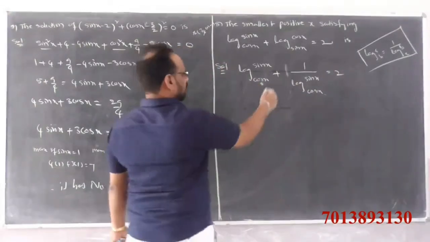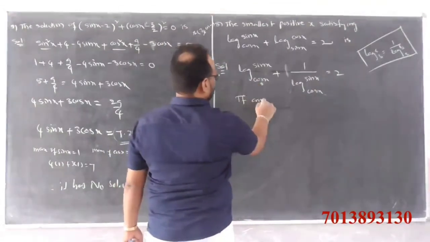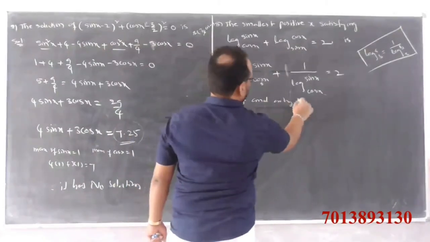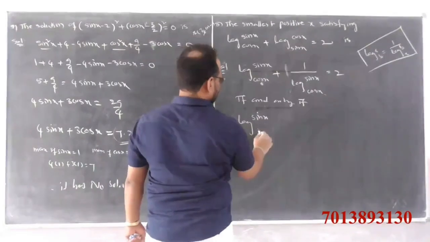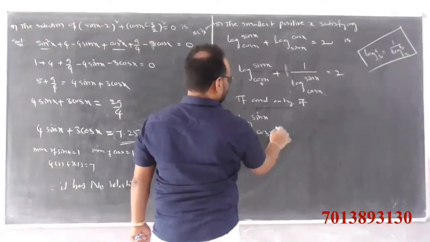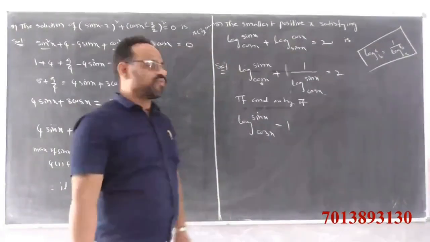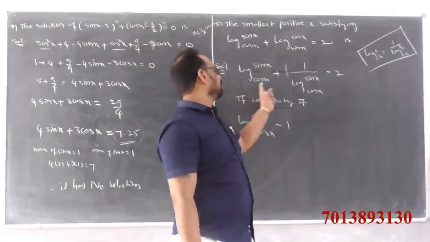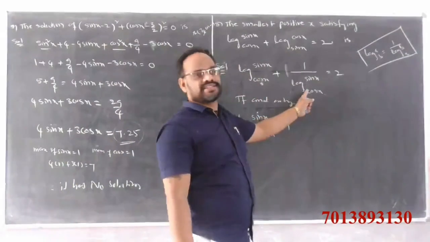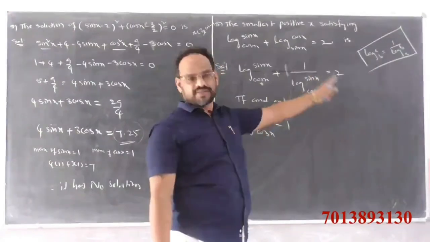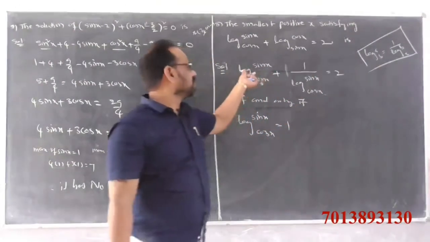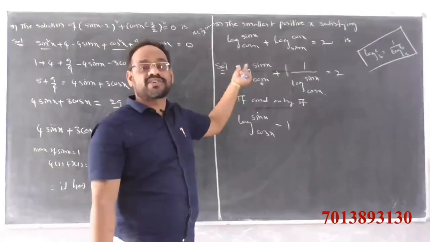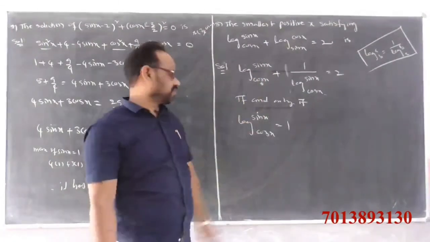So it is satisfied if and only if the value of log sin x to the base cos x is equal to how much? 1. Why? Because this value is equal to 1, and 1 plus 1 by 1 is nothing but 1 plus 1, which is equal to 2. So in this situation, log sin x to the base cos x is compulsorily equal to 1.